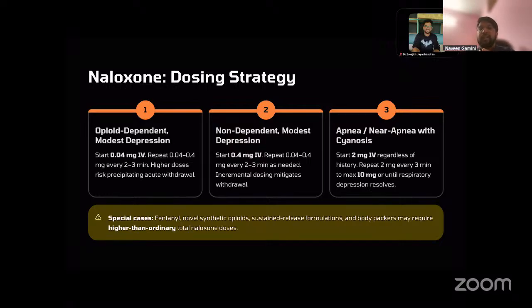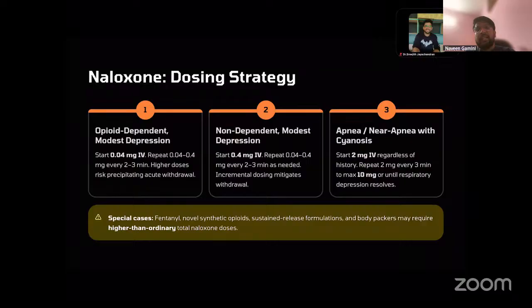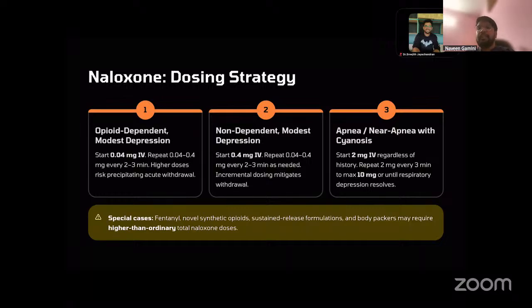The reason why in the opioid dependent we start with a very low dose is that if we use a higher dose of naloxone, because the patient is already opioid dependent, we can push the patient into acute withdrawal. So higher doses will risk precipitating acute withdrawal in opioid dependent patients. Whereas in non-dependent patients, withdrawal will not be the primary problem. Here we can go with a higher dose of 0.4 mg, and we can do incremental dosing. We should not suddenly give a higher dose, because a higher dose again will push towards withdrawal.